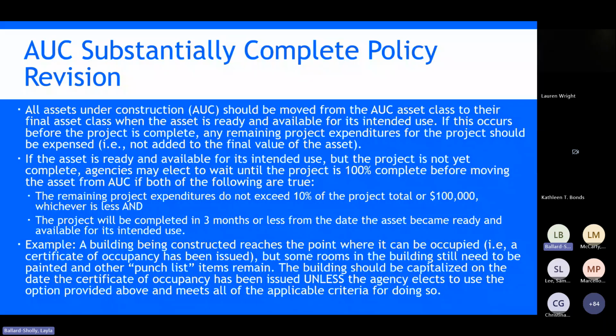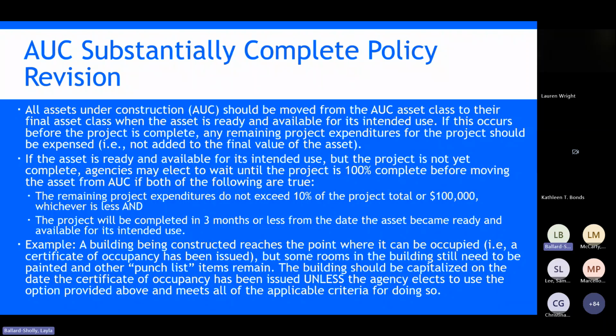To try to simplify this a little for some agencies, we did come up with a little exception to get you out of it if it's an immaterial amount, or an immaterial amount of time, that's going to pass between when the assets should be capitalized and when the project's done. So if the asset is ready and available for its intended use, but the project's not yet complete, agencies may elect to wait until the project is 100% complete before moving the asset from AUC to the final asset class if both of the following are true.